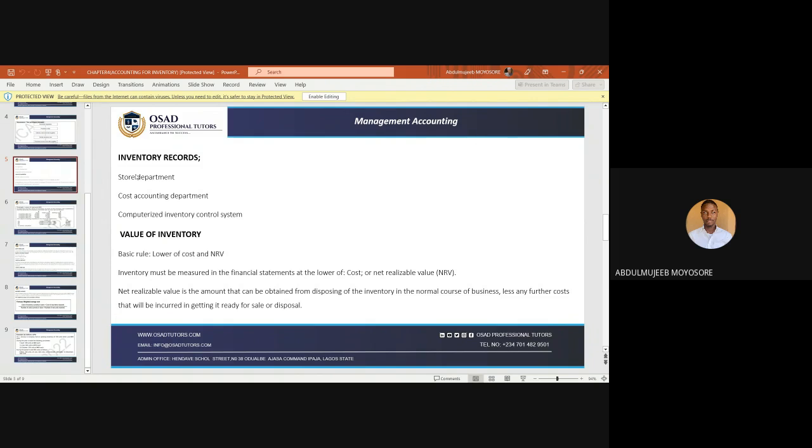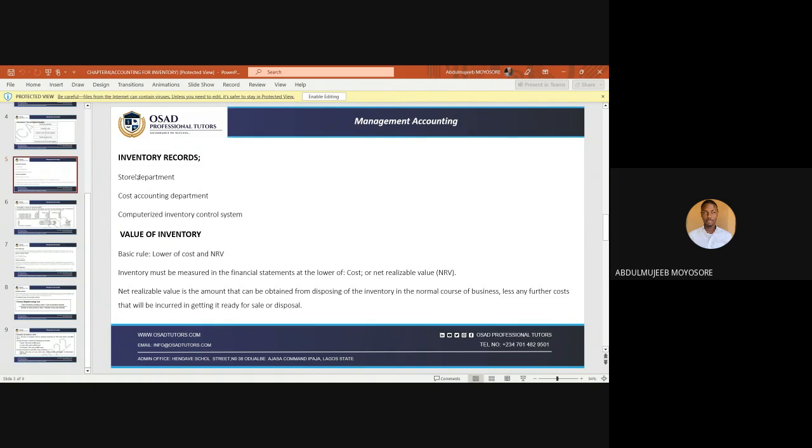Inventory, IAS 2. Sorry, I didn't mention it before now. In accounting standards, IAS 2 is inventory. Yes, sir. So my cost is 100 naira. My net realizable value is 95 naira. IAS 2 says you measure inventory at the lower of cost or net realizable value.